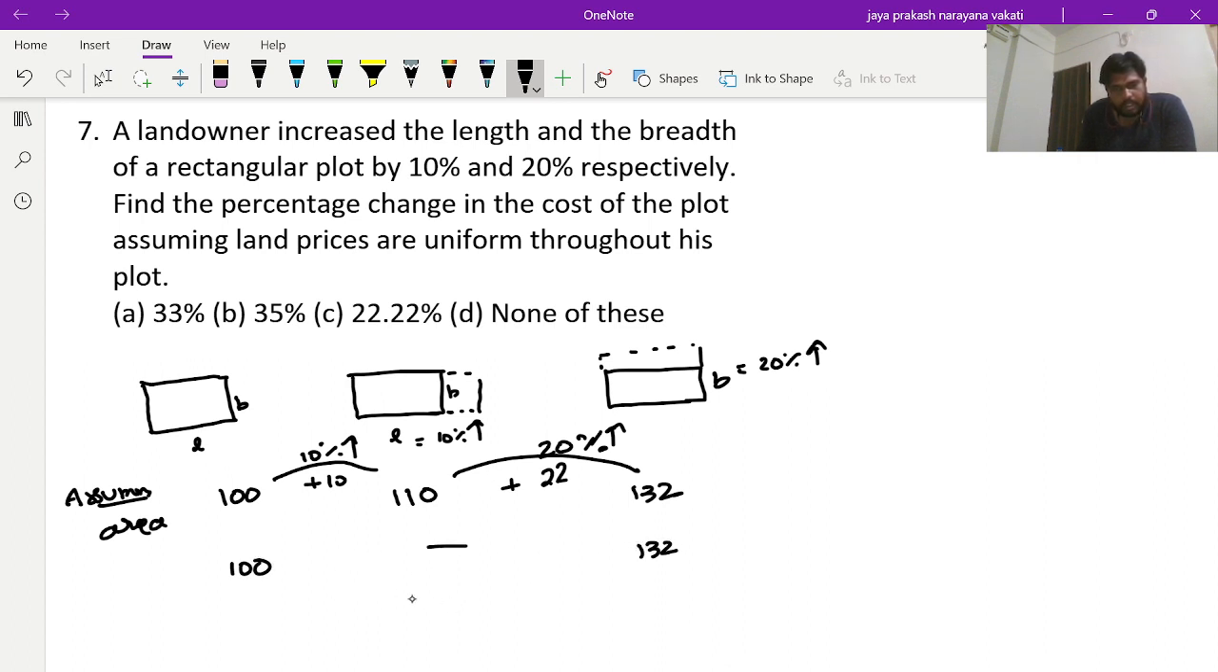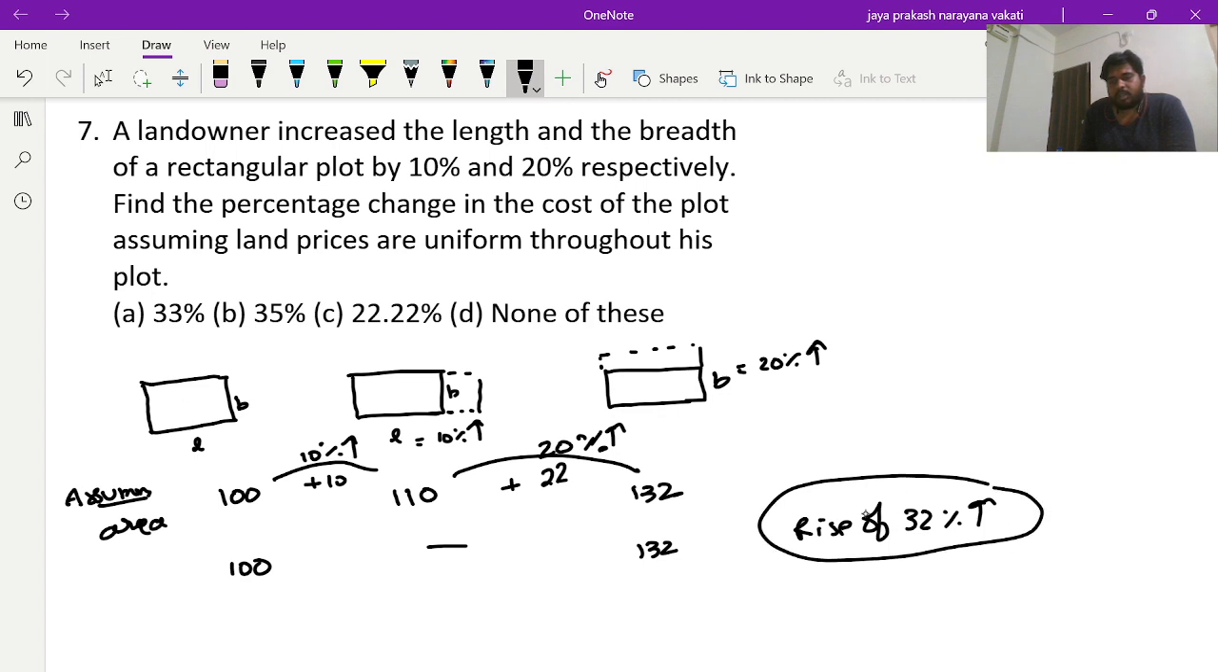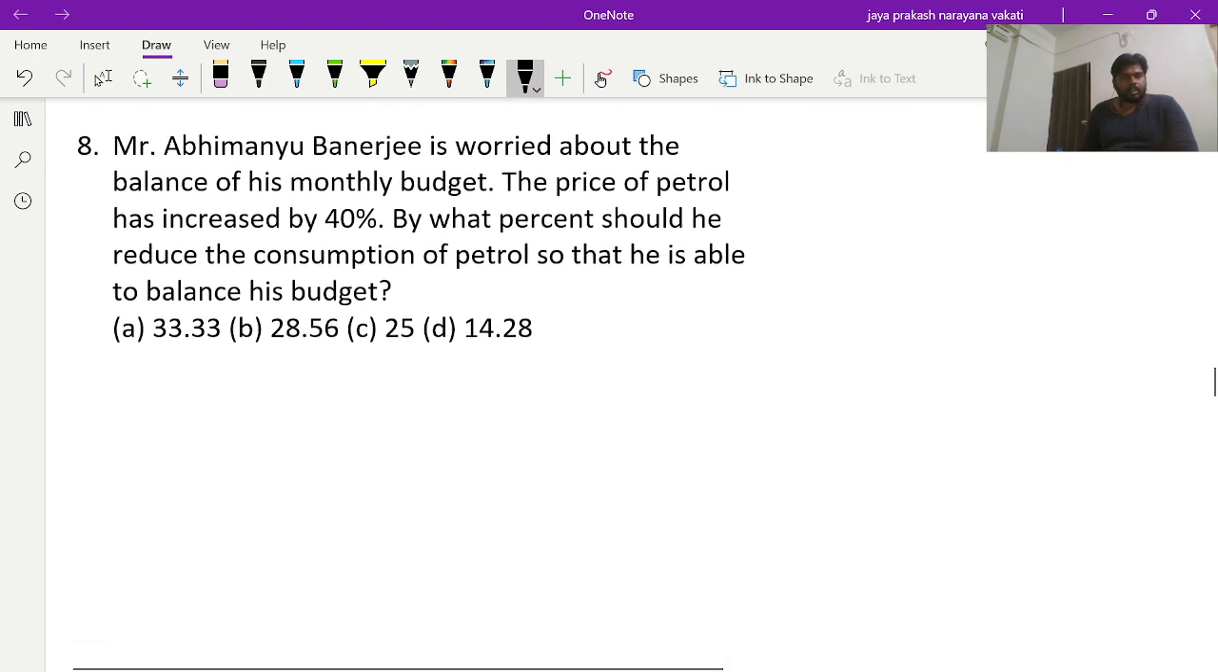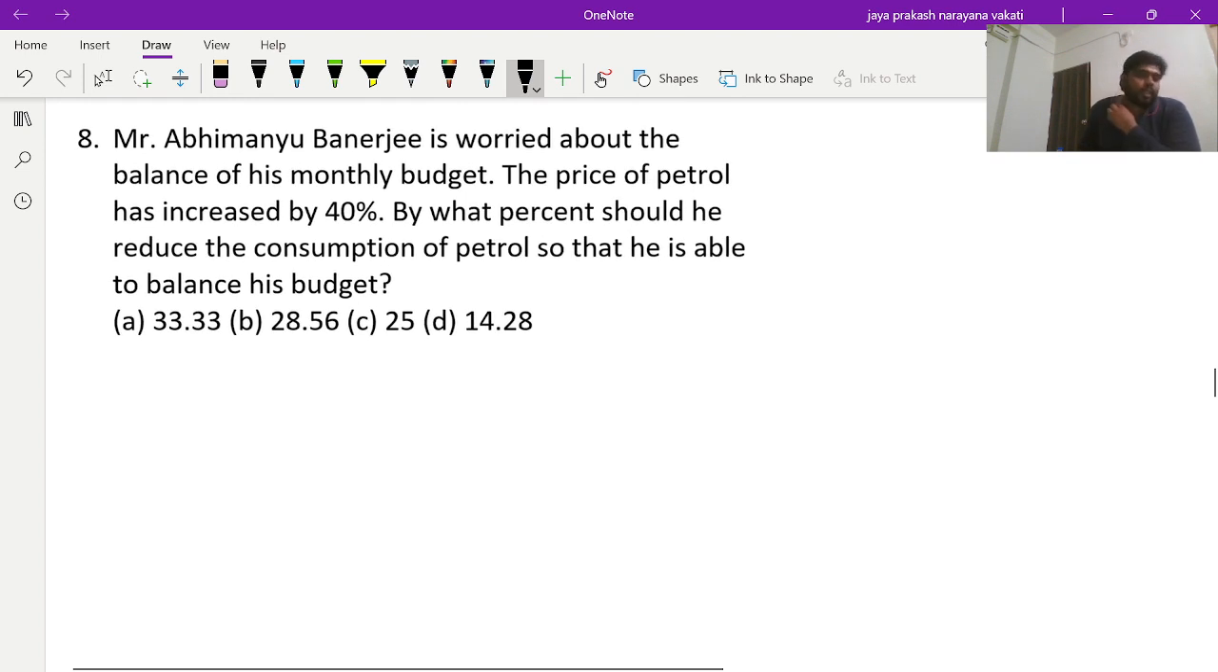So clearly there is a rise of 32%, but there is no option 32 here, so I'll go with the option none of these. I hope you understand this. Try to understand the method I've used here so that it will be useful for you. Let me go with the eighth problem. These are very common problems which you come across in your exams, guys. So please concentrate a little bit here.